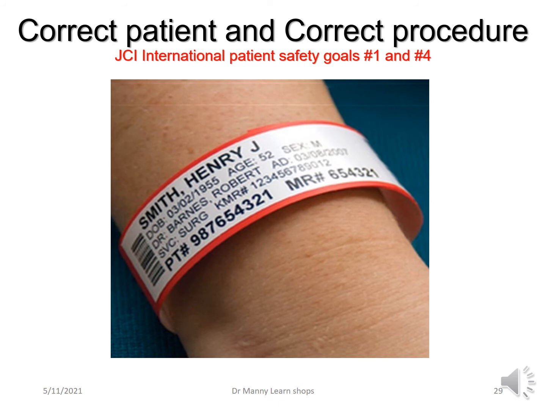It's really important to identify the patient correctly. International Patient Safety Goal number 1. It's really important to ensure right patient, procedure, surgery. International Patient Safety Goal number 4. These two are the most commonly problematic international patient safety goals. We're not doing it. I don't know why, but we're not.